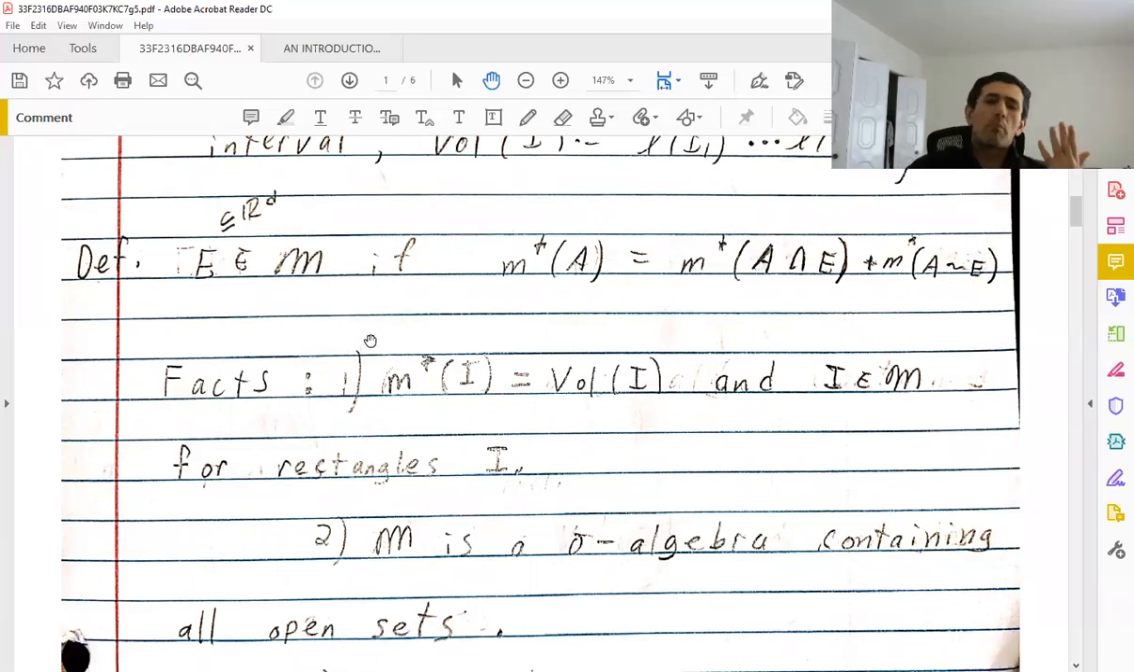And it contains all open sets. That's very easy. You prove that by proving that, well, every open set can be written as the countable union of rectangles. And that's actually pretty easy to prove.